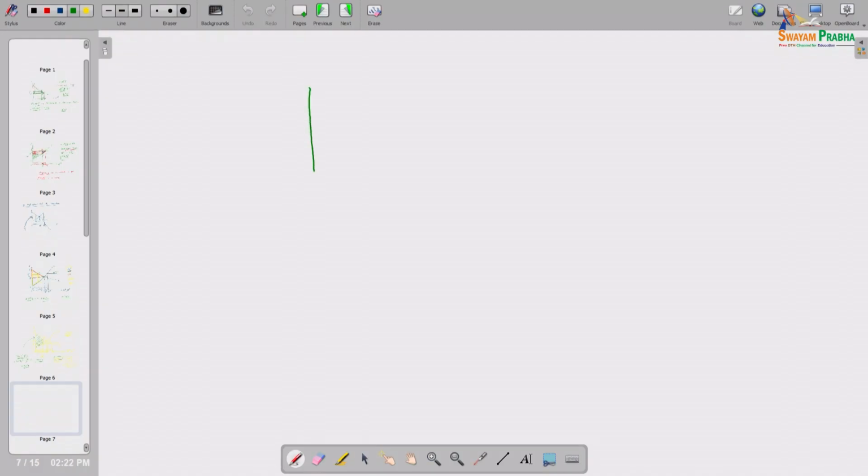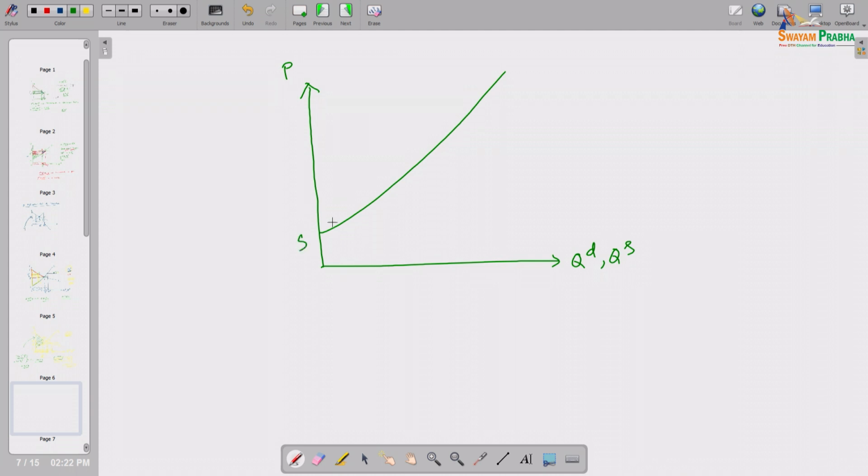Suppose, as usual, this is the quantity demanded and quantity supplied, both measured on the horizontal axis, and on the vertical axis, the price. Suppose S1 is the supply curve, D1 is the demand curve, and the government is going to impose some tax, say rupees T per unit of the commodity.